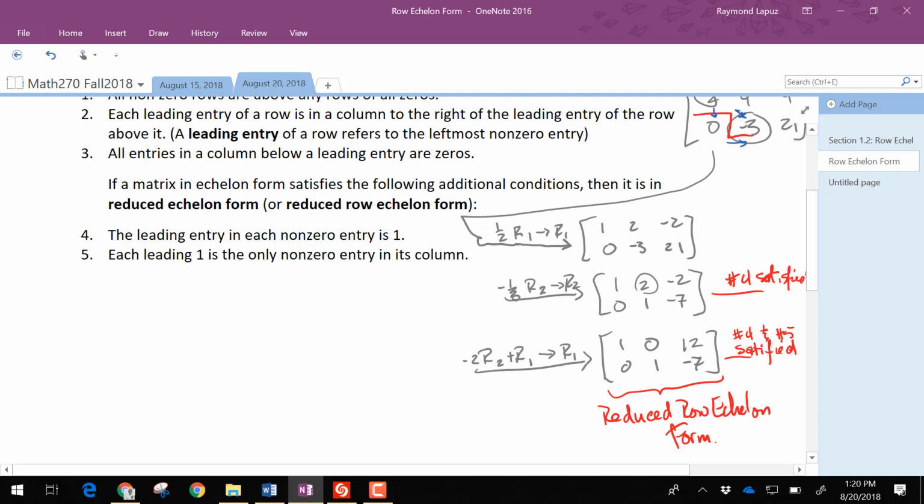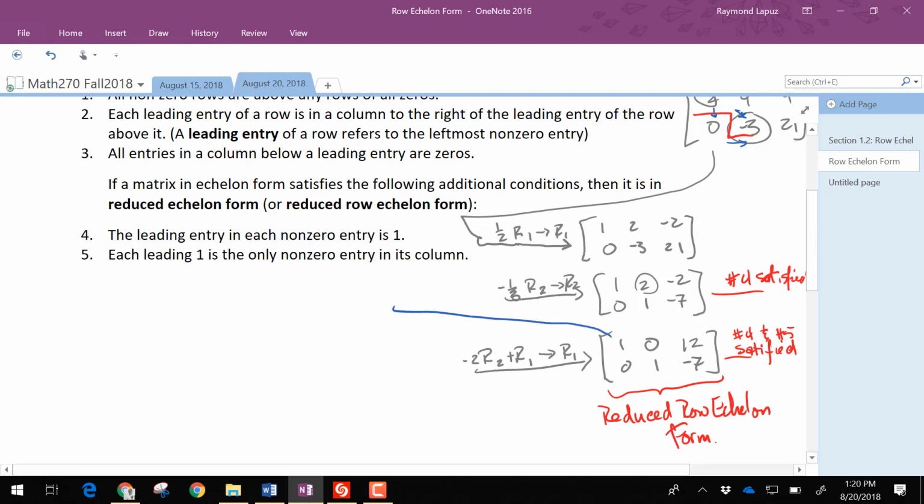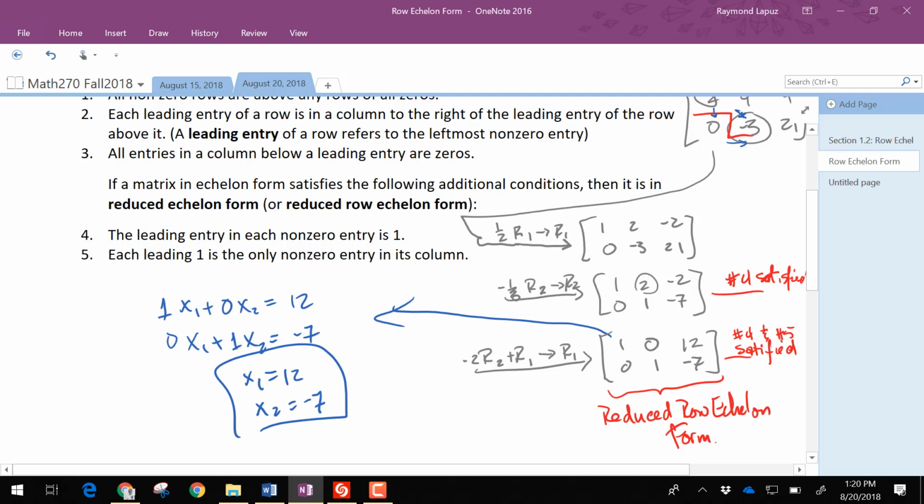Well, remember that this came from a system of linear equations. If we rewrite this back into our system of linear equations and pretend that these ones and zeros are just coefficients, then what do we have? We have 1 times x1 plus 0 times x2 is equal to 12, 0 times x1 plus 1 times x2 is equal to negative 7. And what is that? That's our answer, right? X1 is equal to 12, X2 is equal to minus 7. So the reduced row echelon form actually hand delivers us the answers to our system.